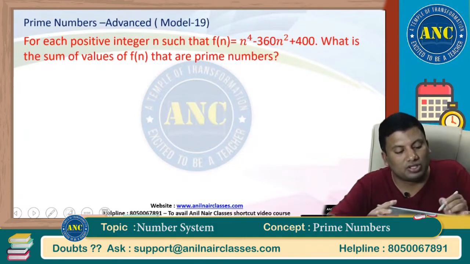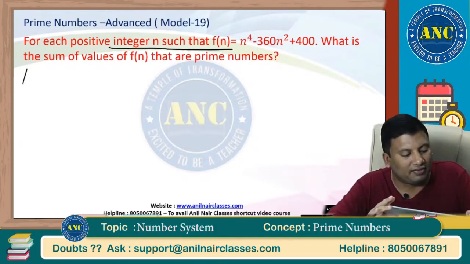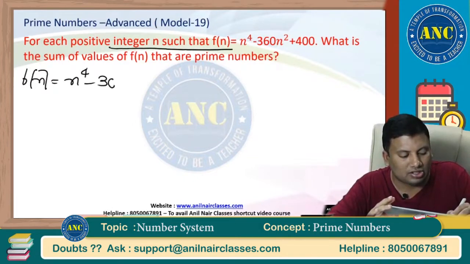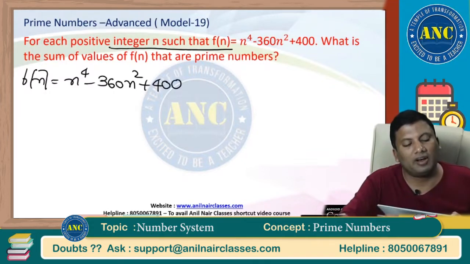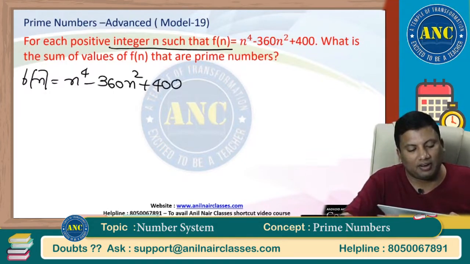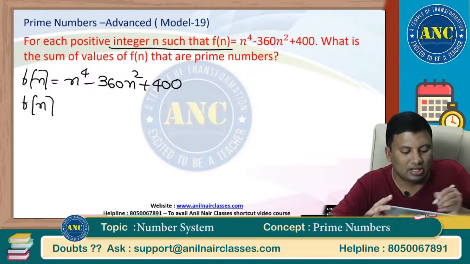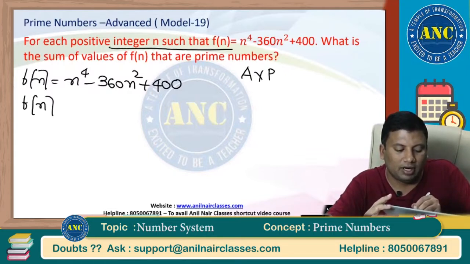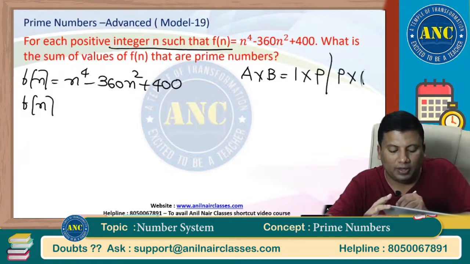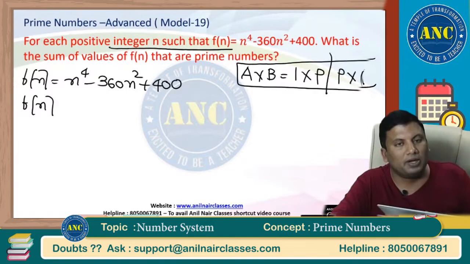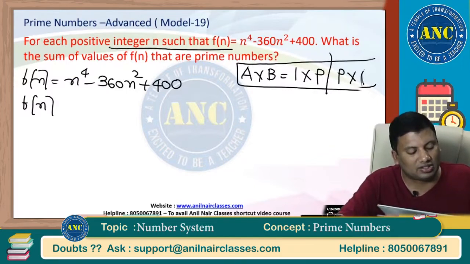For each positive integer n, f of n is a degree 4 polynomial given by n power 4 minus 360 n square plus 400. For how many values of n, or rather the sum of the values of n, is f of n a prime number? So what is the concept of a prime number? Write it down as a product of two factors, 1 into p or p into 1. Only two distinct factors, 1 and itself.